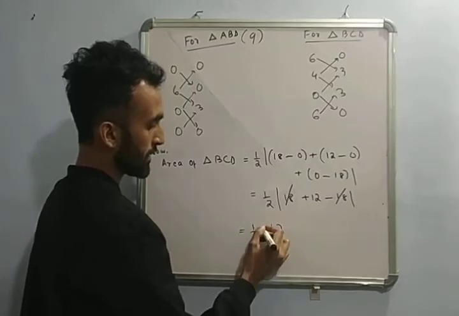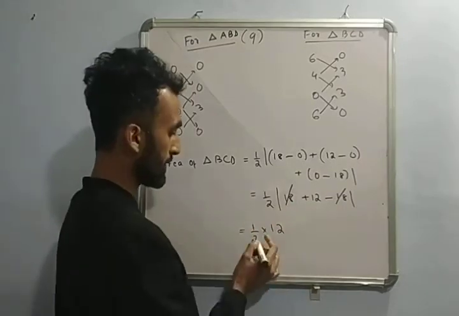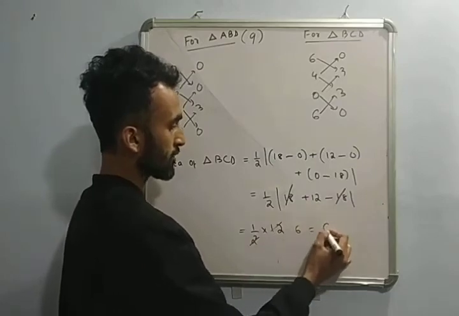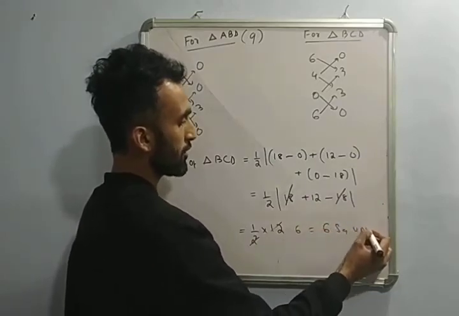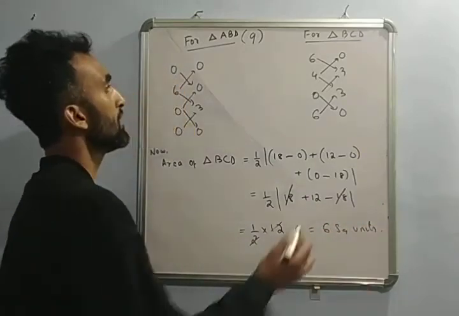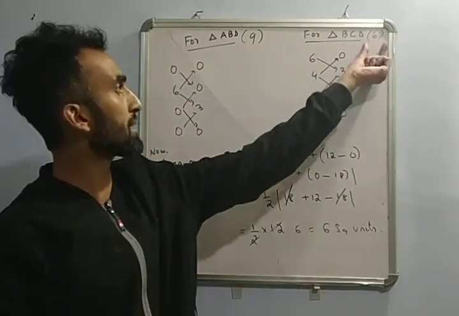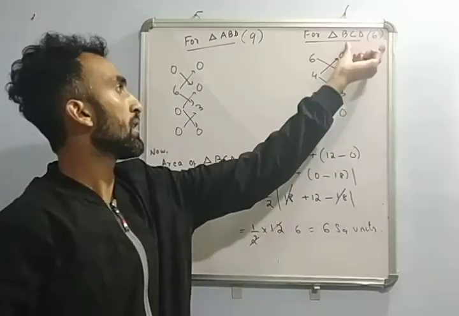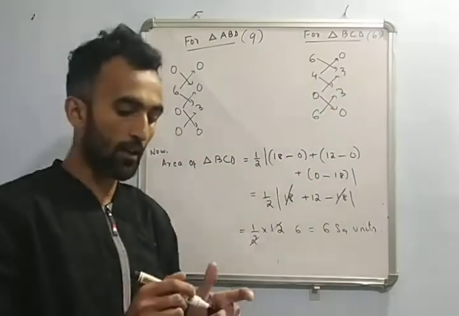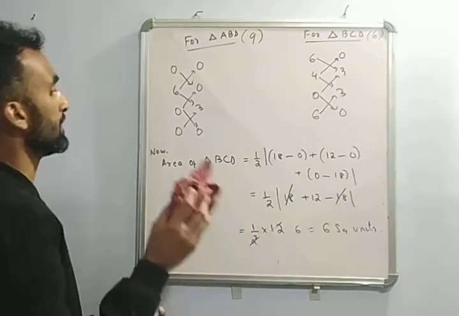Here half is multiplied, because modulus of 12 is 12 only. So this becomes 6. So this is 6 square units. Now we got both. For this triangle the area is 9 and for that triangle the area is 6. Now if I add them up, that will be the area of the quadrilateral, as mentioned earlier.